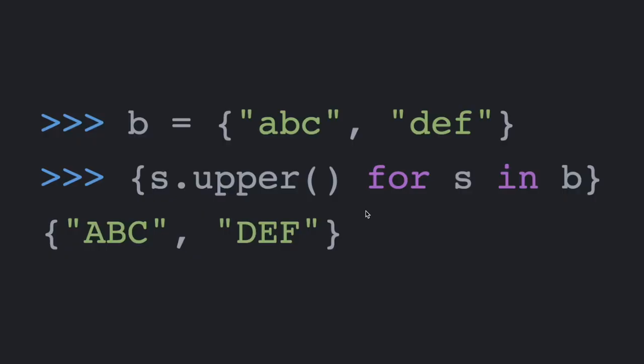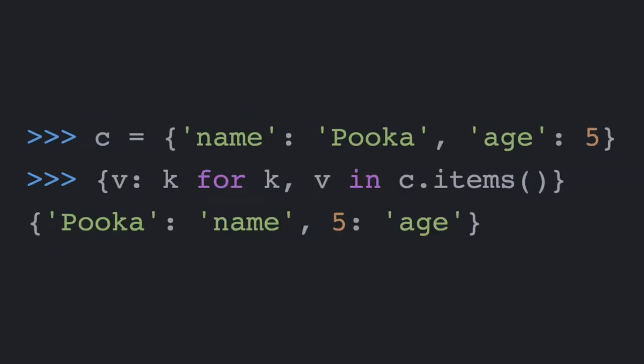And here's an example of set comprehension. So we have the set, and we're doing s.upper for s in b. So we're actually changing each of these elements in the set to uppercase. And then this is a dict or dictionary comprehension, where we're going to do something for each element in the dictionary to create a new dictionary.